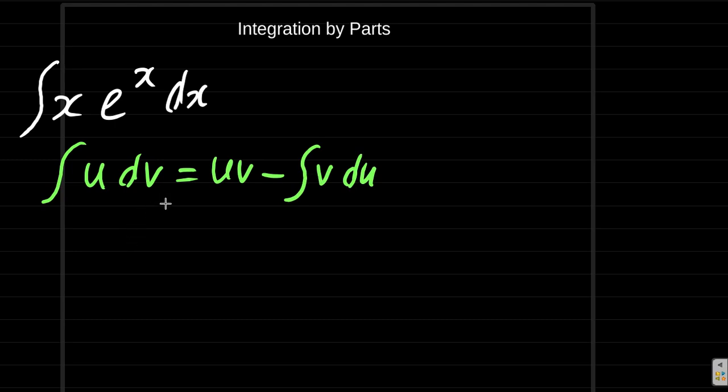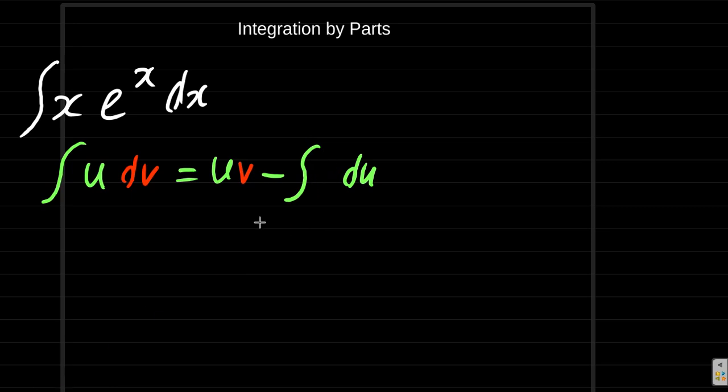Now, let me make a few changes to this. The u dv is equal to uv minus the integral of v du. Let me put the u in green and the v's in red. Alright?